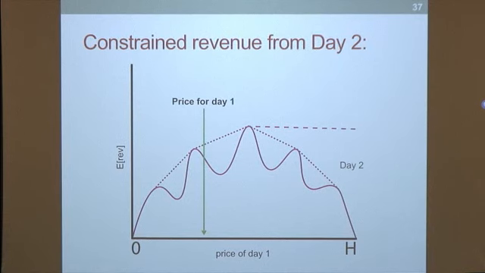Okay, so if you set this price on day 1, what you'll do is you'll get the revenue from this point on the ironed curve by randomizing over these 2 peaks. Okay, and so this curve here gives you exactly the revenue when you set any price on day 1, the best revenue you can get on day 2.